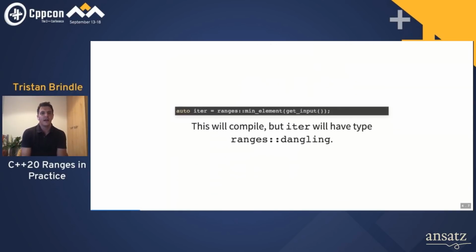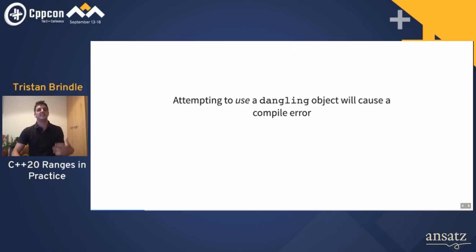So this line will compile. This is just fine. But I was a bit sneaky, because I used auto on iter, the actual type that is going to be deduced here, the type that min_element is going to return for this input, is going to be one of these ranges::dangling objects. Now, ranges::dangling is more or less just an empty struct. It has no operations defined on it. So constructing a dangling object is not the problem. The problem comes when we try to use a dangling object. Attempting to use a dangling will cause a compile error.